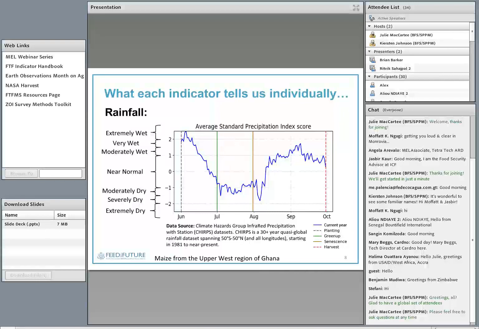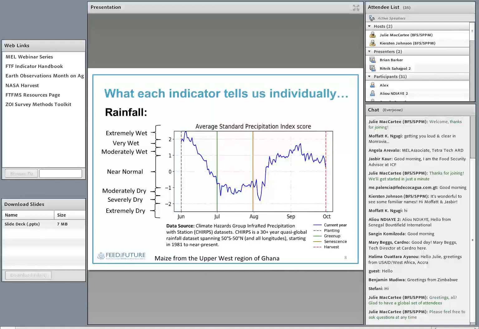And then senescence, when the crop starts devoting most of its resources to developing the actual seeds and pollen. And then actually at that point you start seeing the crop start to wilt in some cases. And then all the way down to the end, at the very end of harvest on the far right in October.